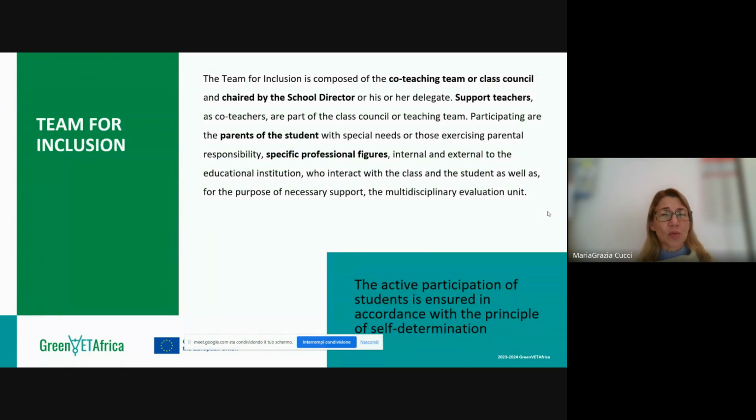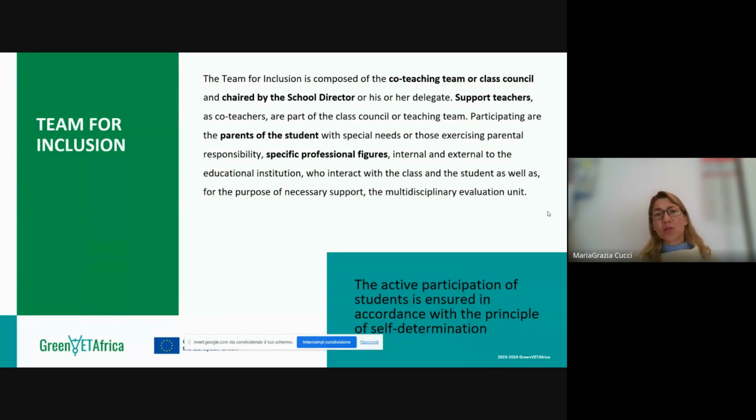Sometimes it is good to have the parents of the student inside the team of inclusion, because we absolutely know that the learning process doesn't finish at school, but goes on at home, doing homework, going on with the standard of education that we propose to the students. So it is important to have their availability for the team of inclusion.